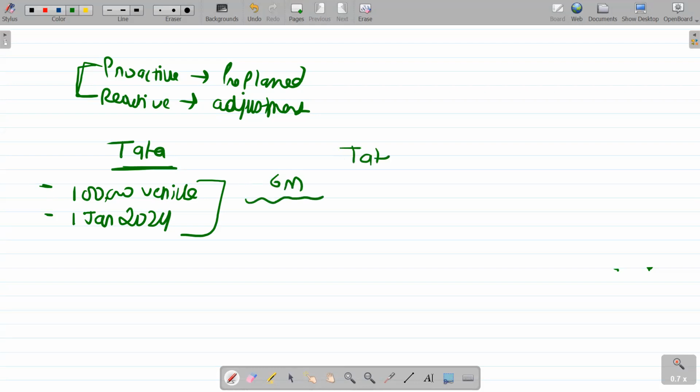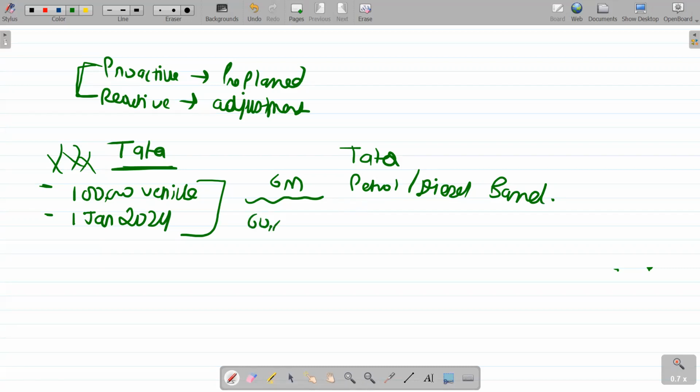After six months, the government announces that petrol and diesel vehicles are going to get banned. So now what? This strategy is going to be outdated. So this strategy has to be revised, reacting to the situation of the market. And what shall the revised strategy be? Till now 60,000 vehicles have been sold. Now 40,000 vehicles I will sell in electric form. So now Tata has launched its electric vehicle, Tata Nexon. Tata Nexon is a good product, and it is a result of reactive strategy. Are you guys very clear?